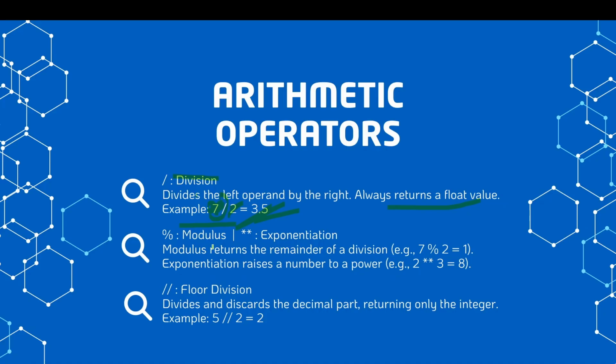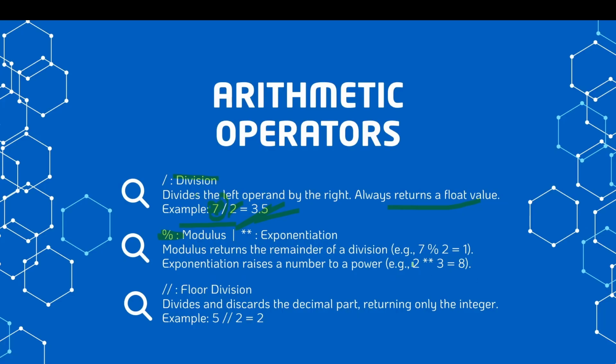Modulus returns the remainder of a division. Whenever you want a remainder, as you know very well, if you divide numbers that cannot be divided evenly, they are going to give remainders. That type of operation requires a different type of arithmetic operator, which is our modulus. As you can see, we are using the percent sign. Whenever we want a remainder, we have to do the operation with the percentage symbol.